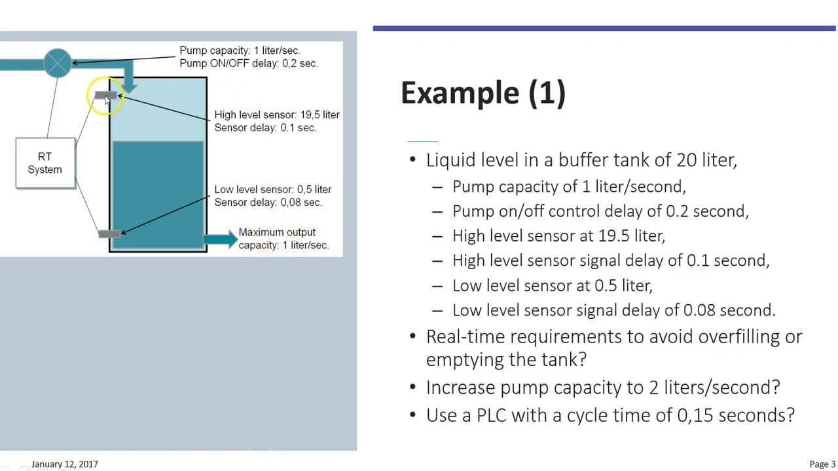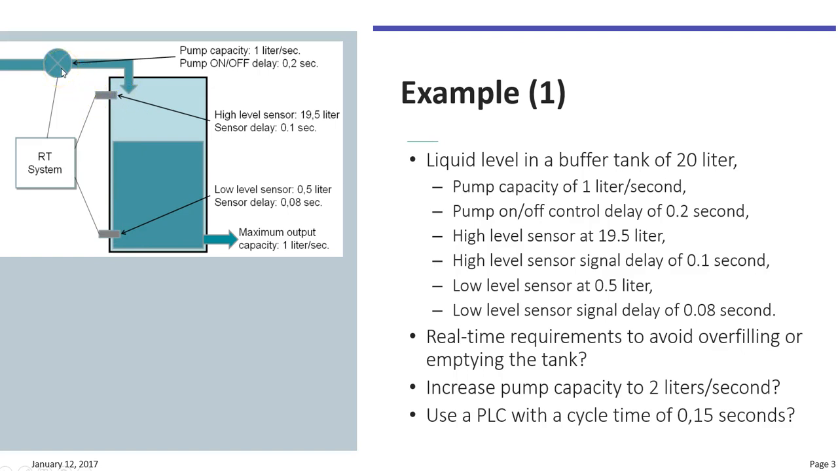And then you have two sensors indicating when it's full and when it's empty. You shall avoid it being empty or being full. So just look at it. The pump capacity is 1 liter per second. The buffer tank is 20 liters. You have sensors at 19.5 liters and half a liter. That means, since it's 1 liter per second, you will have half a second to react from the sensor detecting high or low until the pump should be stopped.